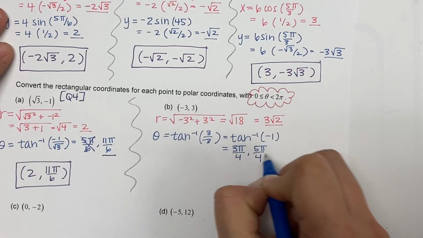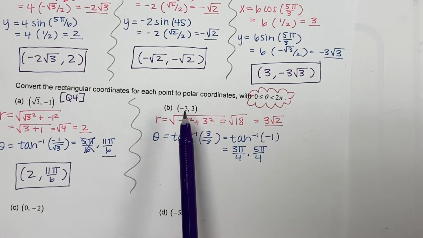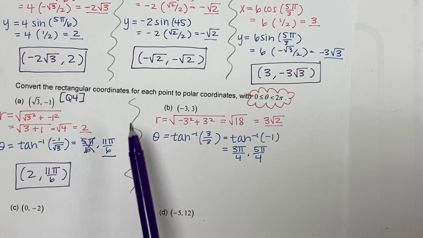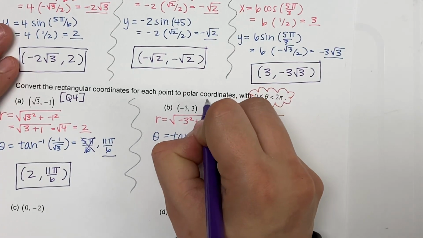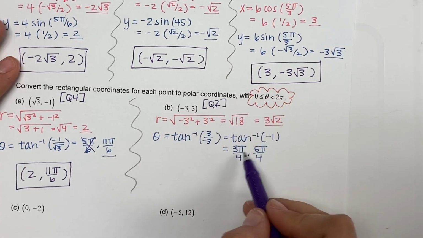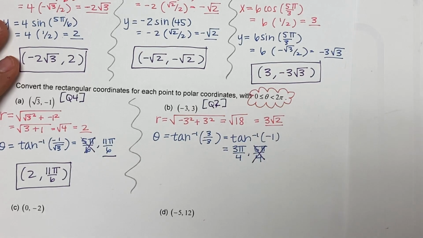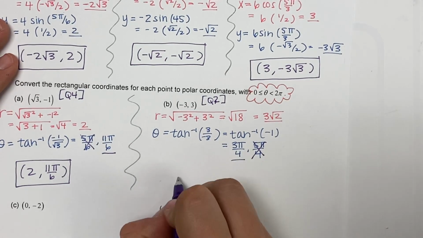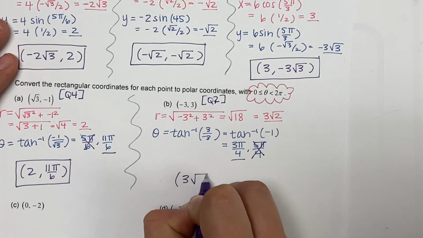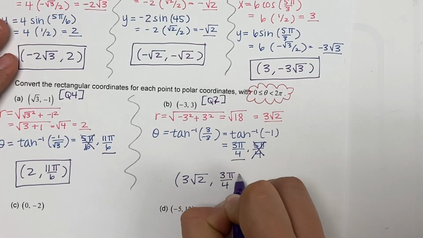Oh my gosh, we forgot. I have to pick based on which quadrant this is in. Okay, so x goes left, y goes up. That's quadrant 2. So which one of these is in quadrant 2? 3 pi over 4 is. So my answer, 3 root 2, 3 pi over 4.